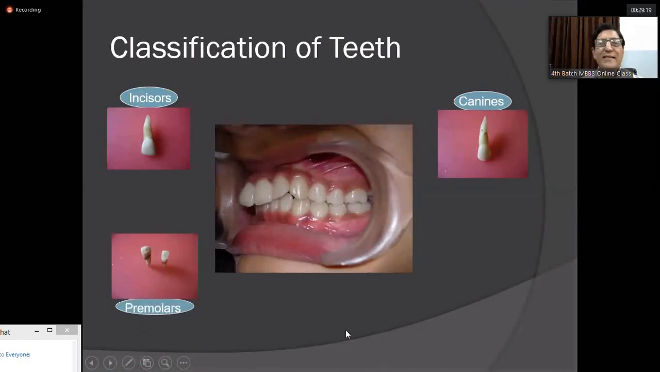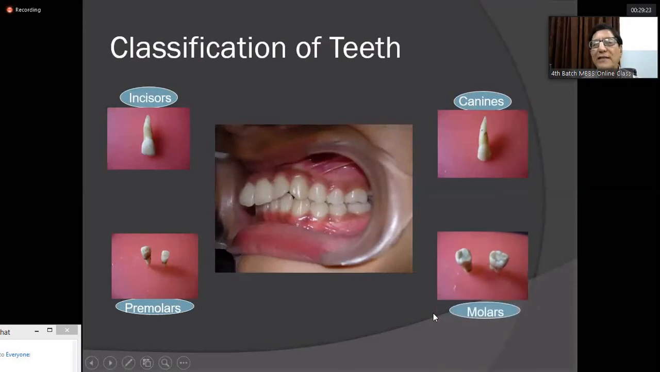Now we have premolars. The next class of teeth is premolars, but before that, I'm going to talk to you about the fourth class of teeth, the molars. If you look at the molars here, you can see some elevated parts, these are cusps. You can also see some depressions here, which we call fossae.